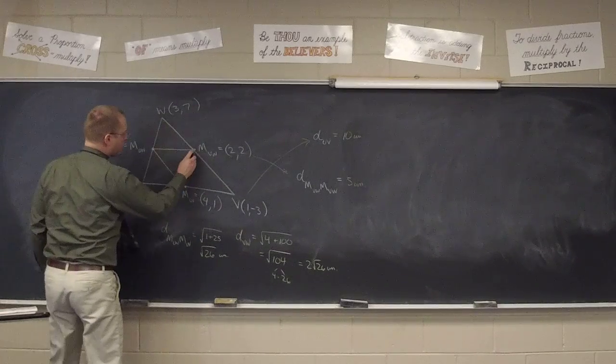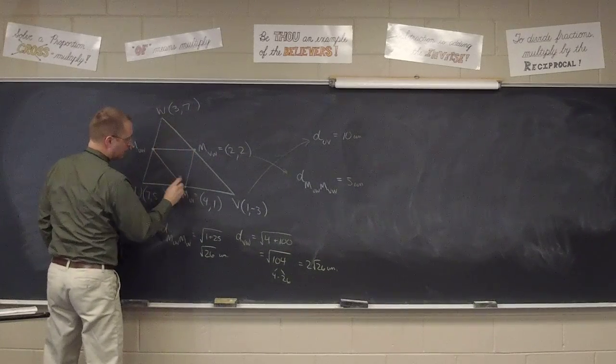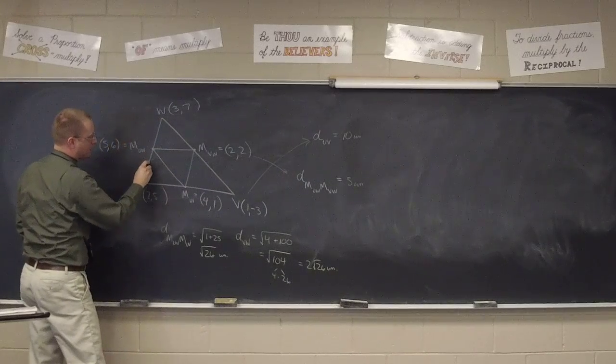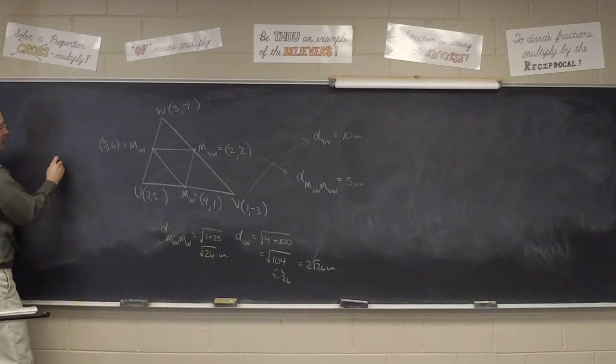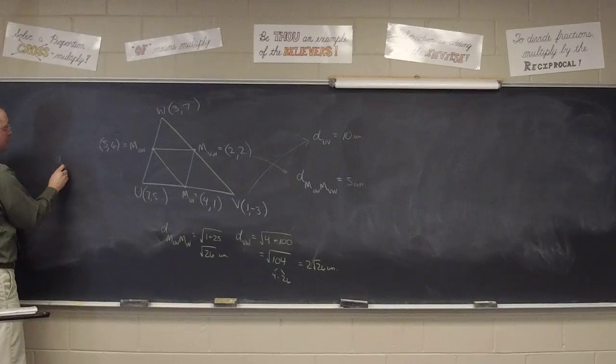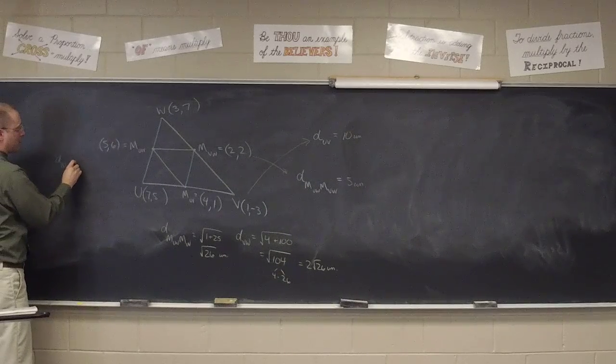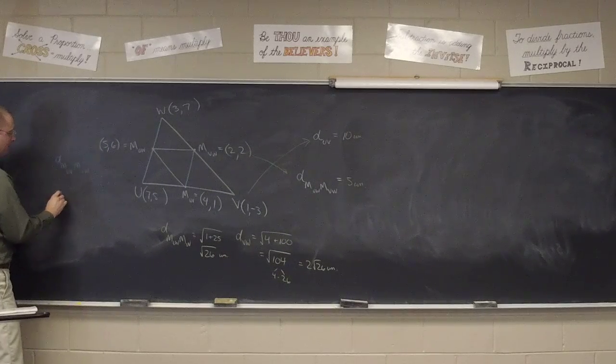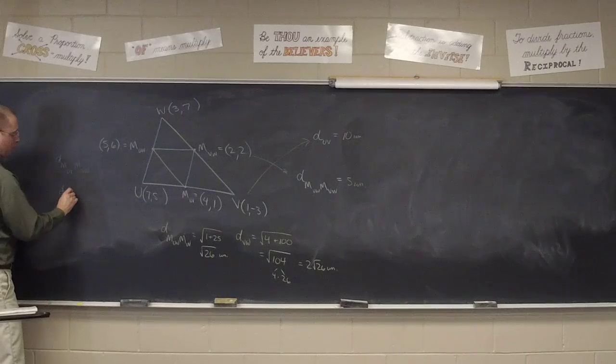All right, our final no-name line is this one. And we're going to compare it, of course, to its opposite side. So let's find the length of distance, rather, from the midpoint of UV to the midpoint of VW, and compare that to the distance from U to W.